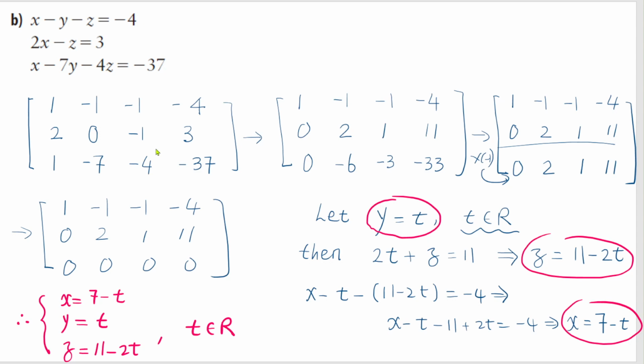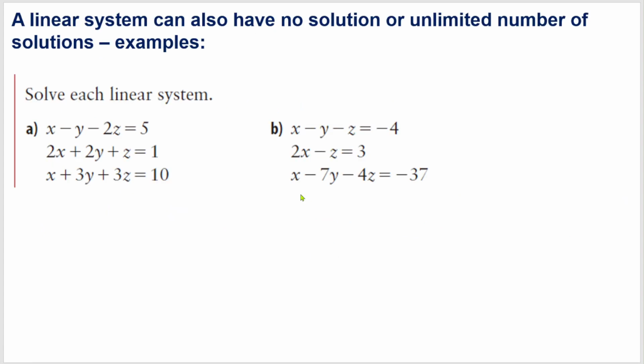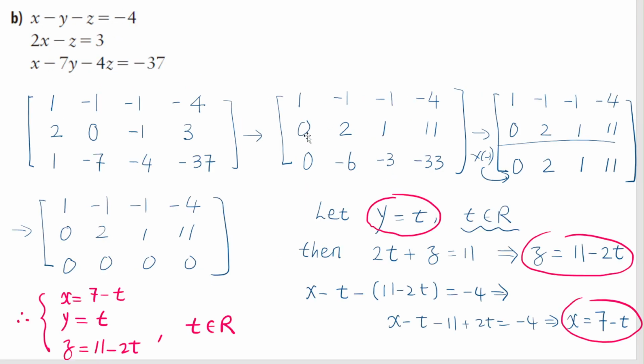All right, after this class, you can also compare the solutions by using the matrix method and the traditional elimination method to see whether you get the same set of solutions, okay? This is just a system that contains 3 linear equations, so the advantage of using the matrix method is not that obvious. But when you have a system of more than 3, for example 4, 5, or 6 linear equations, then the matrix method is very useful.